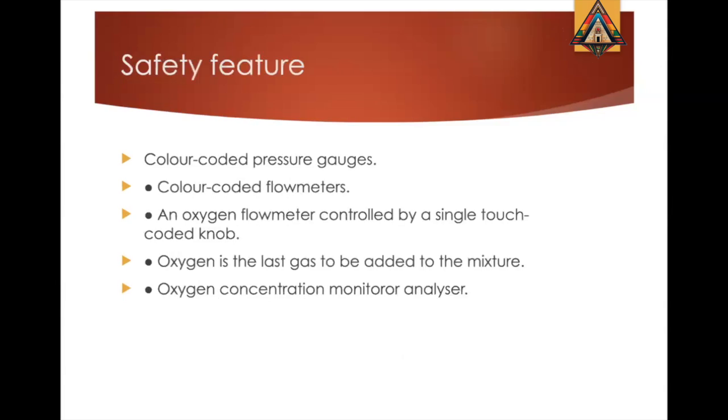There are different safety features in the anesthesia machine. Color-coded pressure gauge, color-coded flow meter, an oxygen flow meter controlled by a single touch coded knob. Oxygen is the last gas to be added to the mixture, thereby preventing any hypoxic mixture flowing to the patient. Oxygen concentration monitor analyzer at the end.